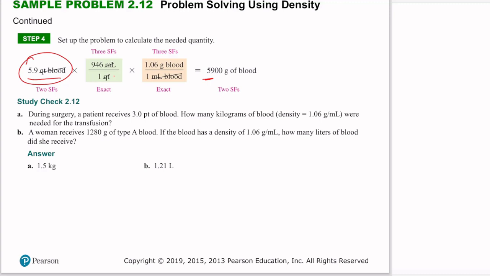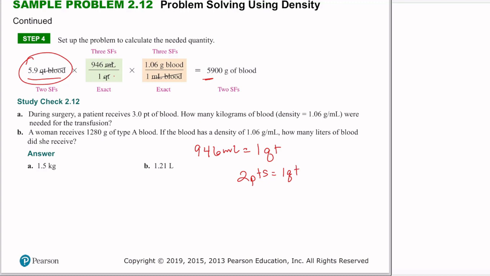During surgery, a patient receives 3 pints of blood. How many kilograms of blood of a density of 1.06 grams per milliliter were needed for the entire transfusion? In the previous problem, we see that 946 milliliters is equal to 1 quart. You might also know that 2 pints is equal to 1 quart.